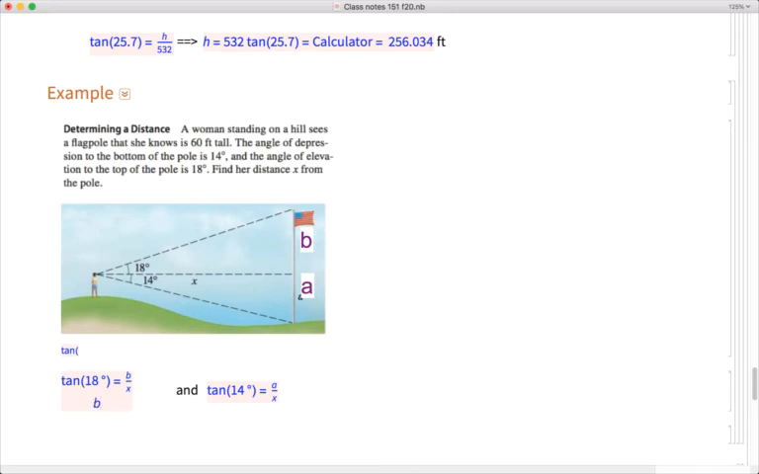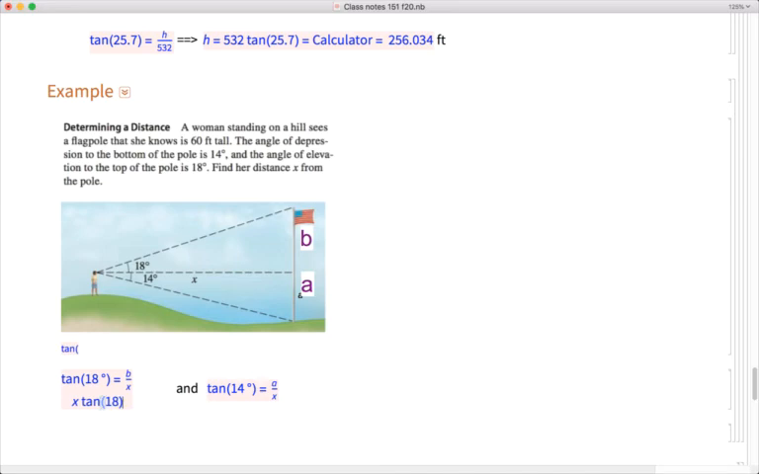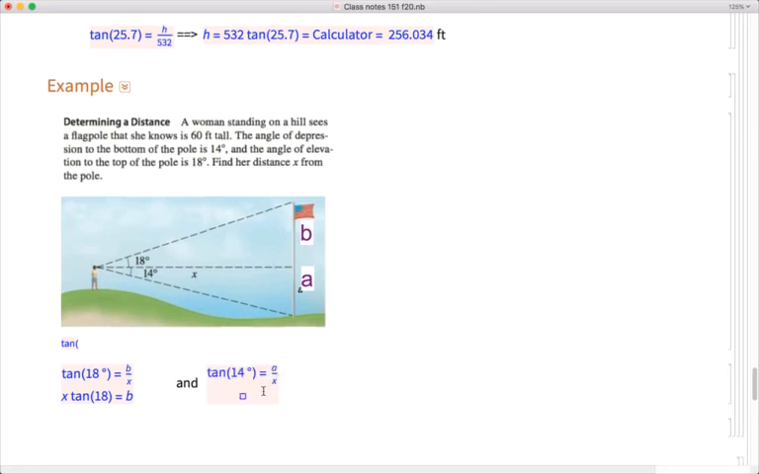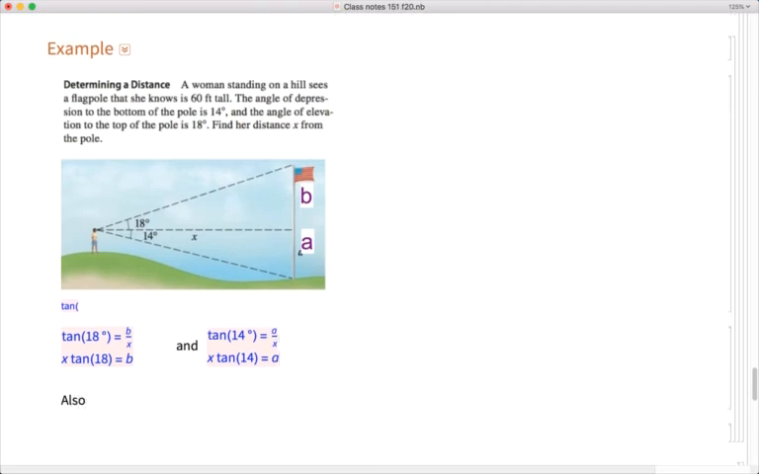We'll do it two steps at a time. X tan 18 equals B. And here we have X tan 14 equals A. The other thing we know about this problem, and you always want to look and see if you haven't used everything you're given, you've got to find a way to use it, is that A plus B is the total height of the pole.